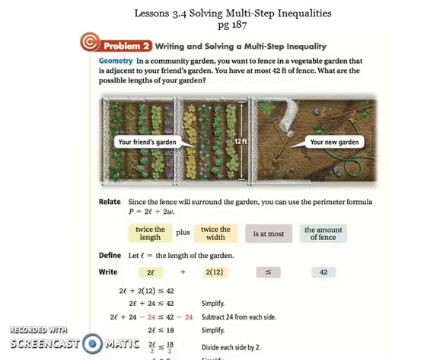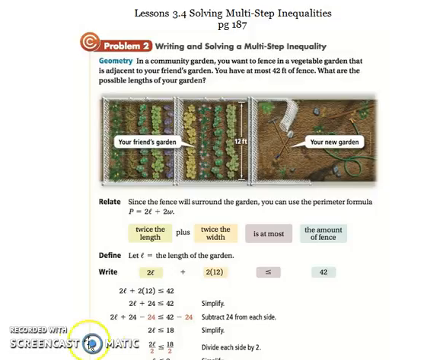This is lesson 3.4, solving multi-step inequalities, on page 187. Problem 2, writing and solving multi-step inequality. In a community garden, you want to fence a vegetable garden that is adjacent to your friend's garden. You have at most 42 feet of fence. What are the possible lengths of your garden?